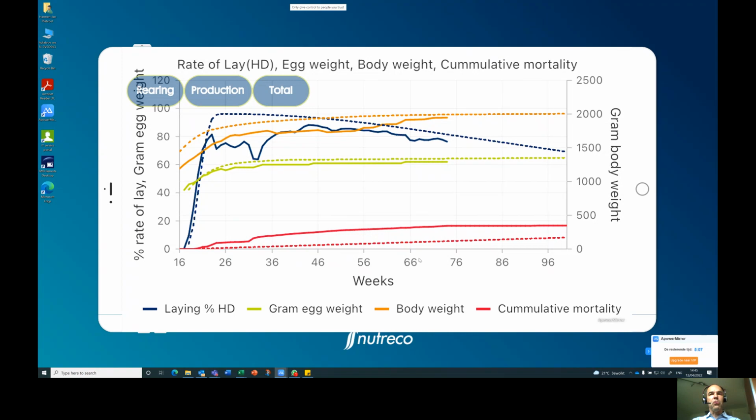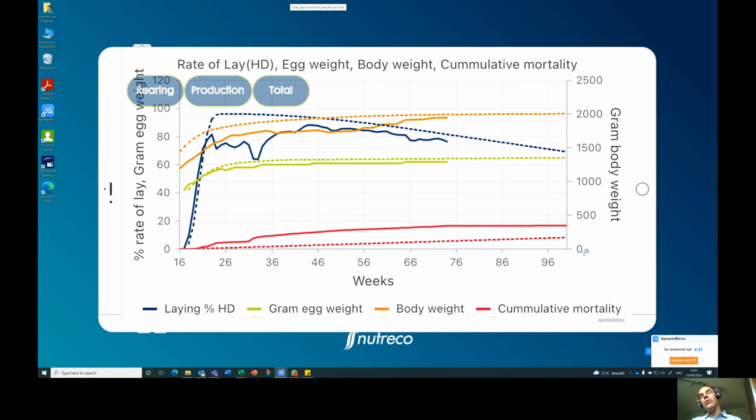Now here at the bottom of the graph, you see the weeks, 16, 26, 36, 46, etc., all the way to 96. And the end is probably 100 because I have the graph stopped at 100 weeks of age. So this is the age of the birds. On the left side, you see 0, 20, 40, 60, 80, 100, 120. This is the y-axis on the left that represents the rate of lay and the grams of egg weight, and actually also the cumulative mortality.